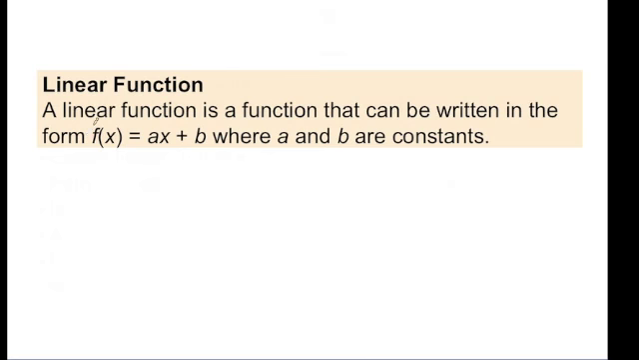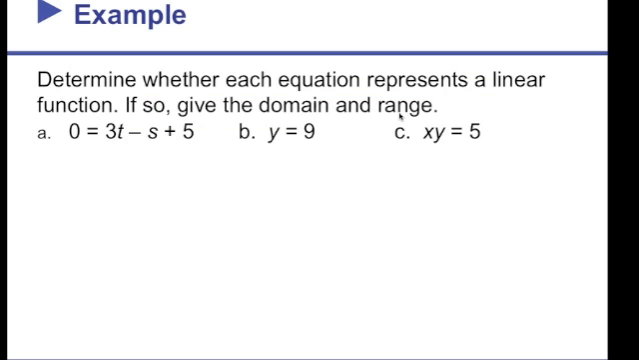First, a linear function. A linear function can be written in the form f(x) = ax + b, where a and b are constants, and of course in place of f(x) sometimes we can have y. So we'll have y = ax + b. A and b are constants, that means they're numbers that stay the same all the time.